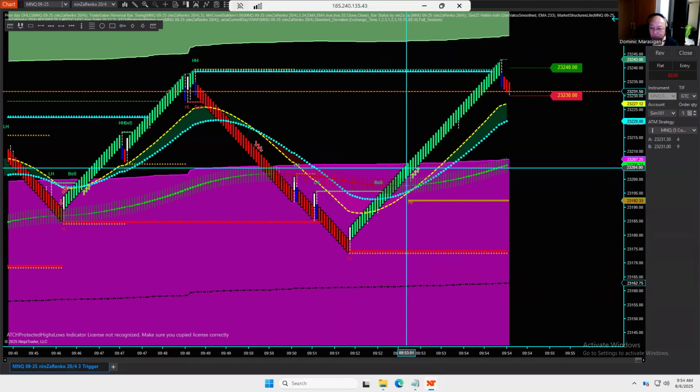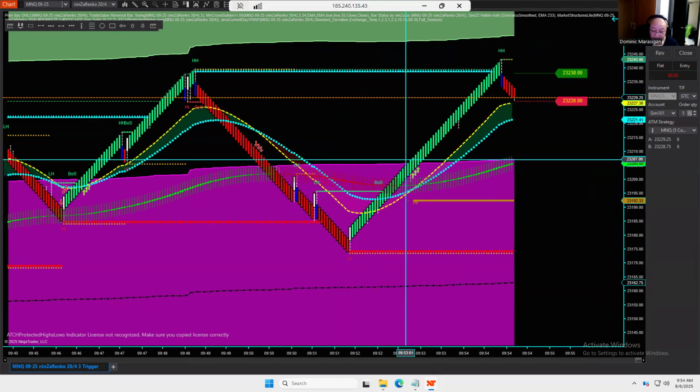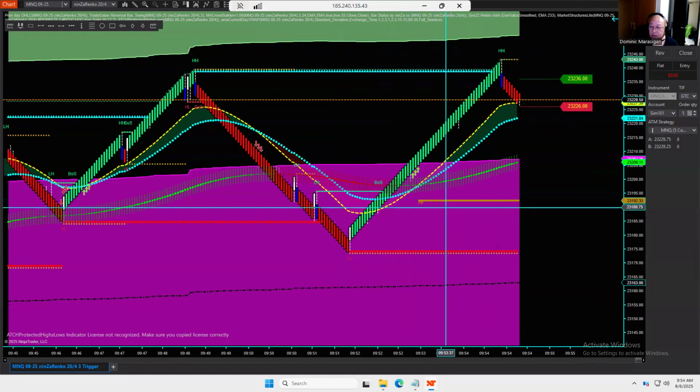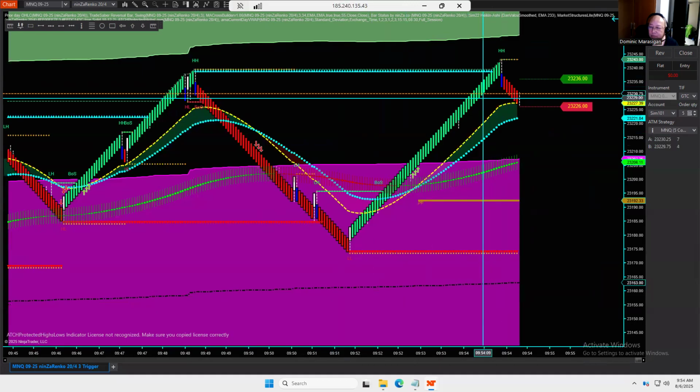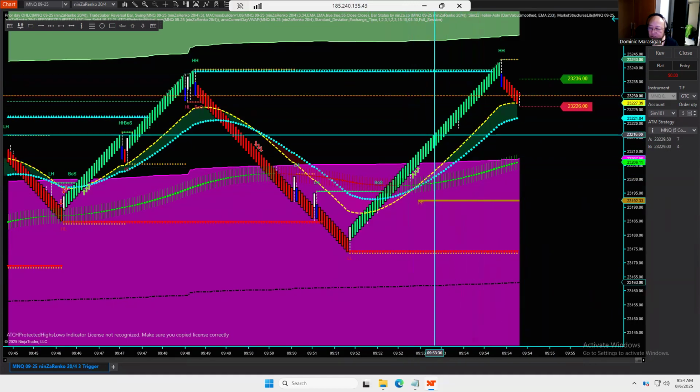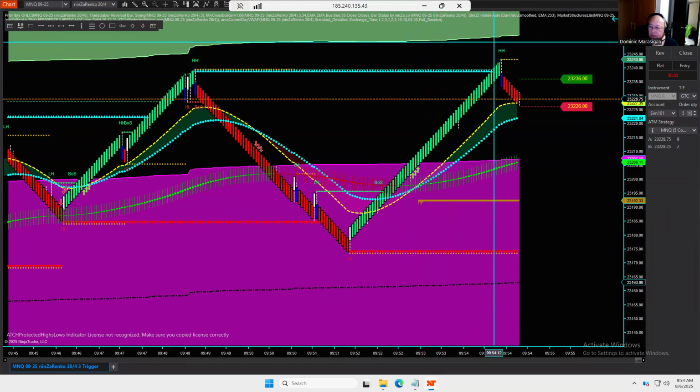Now here, this is your classic one right here. You would have entered here because now we're breaking this. This is no longer this, this is now +1. Now your target would be up there. That'd have been a great trade. So usually when I see this, I hit my first target, but my runner, my second target would be up here.